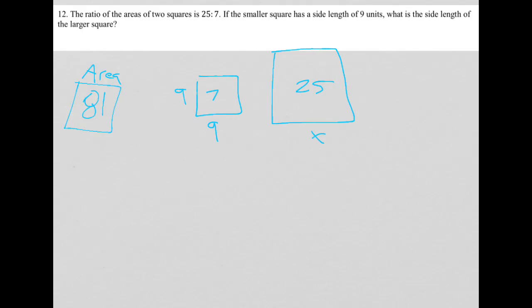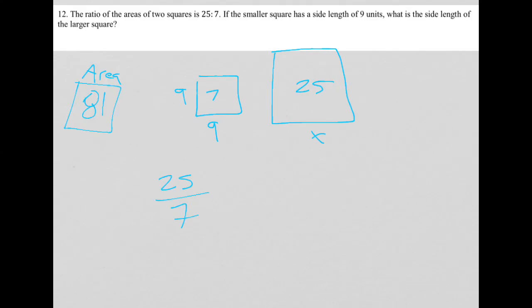But think about another way we could do this. The fraction we have is 25 over 7 or 7 over 25. But we know the area of the smaller square. We want the area of the larger square. So I need to set my fraction up as 25 over 7, because I need that fraction to be greater than 1, so it causes my area to grow instead of shrinking.